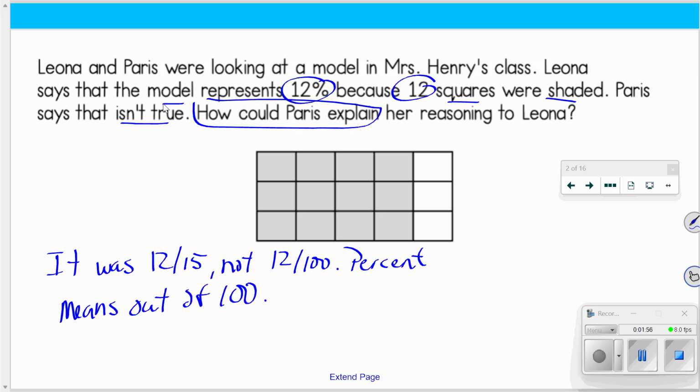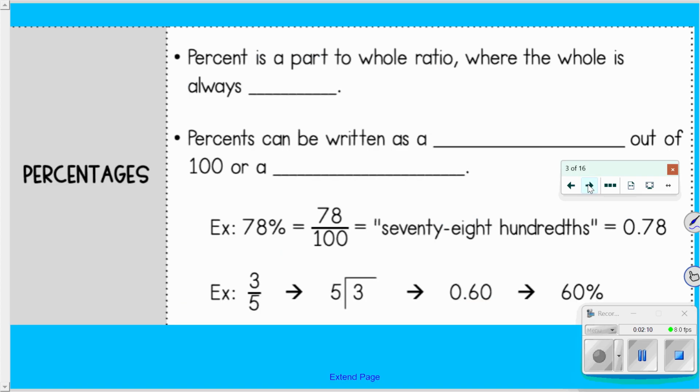Does that make sense for everybody? Everybody has something along those lines, basically? Anybody have something different? Okay, that's really what we were hoping to see. The whole concept being, we need to know percent means out of 100, which tells you, as we get into our definitions for today, percent is a part of the whole ratio, an important concept. Talking about a piece out of the whole, where the whole is always what? Joshua? 100.